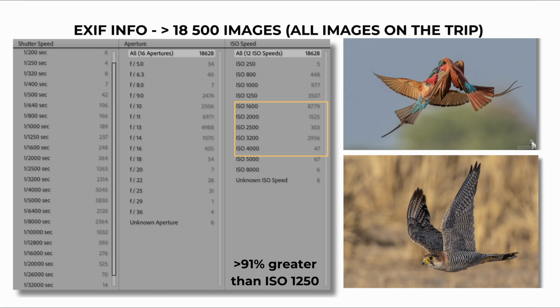On the one trip, the light was a little bit low, so I had to start at 1,600. You can see between 1,600 and ISO 4,000, more than 91% of those images were shot at an ISO greater than 1250. Gone are the days when you try and shoot something at ISO 100. It's totally not necessary anymore, not with the software and everything that we've got and the camera capabilities.